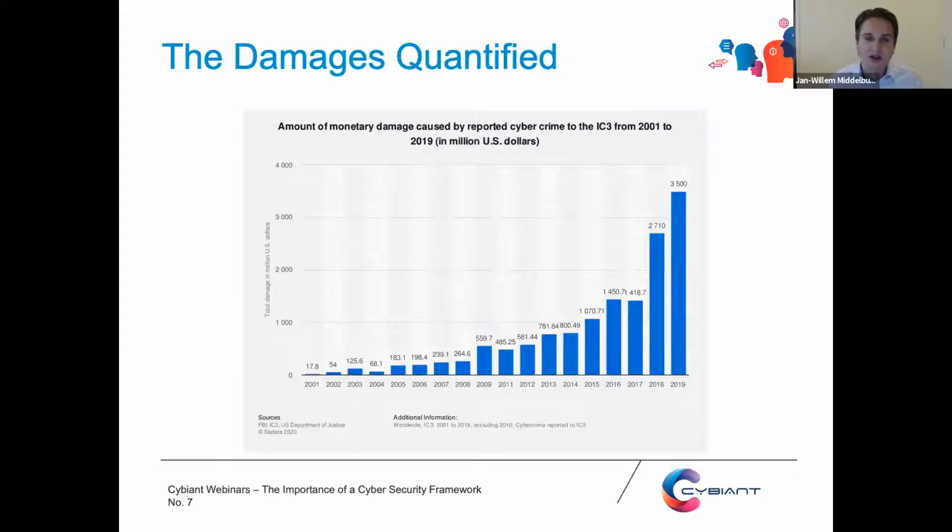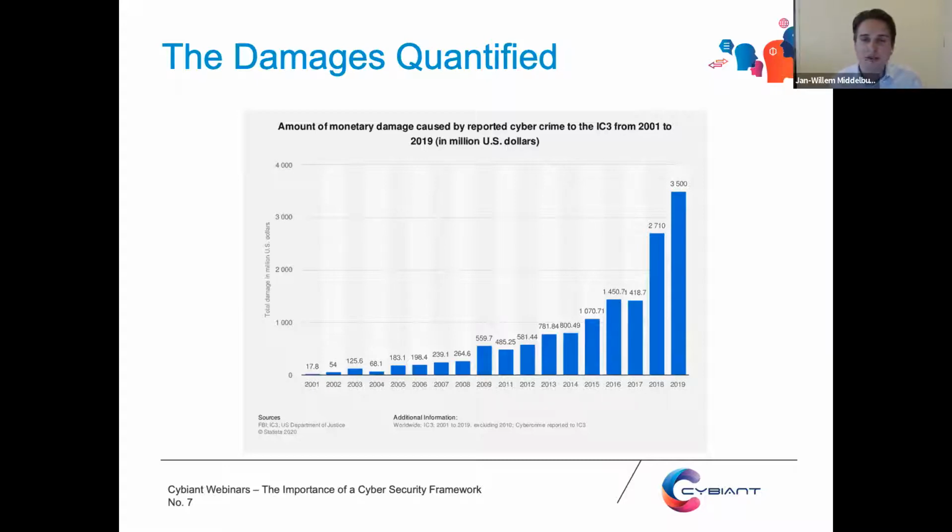Let's start with looking at the impact of cybersecurity attacks. And I always think that this graph opens a lot of people's eyes when we're talking about the impact and effect of the damages of cybersecurity problems if we showcase them in terms of US dollars. So here on this graph, you see the amount of monetary damage caused by reported cyber crimes from 2001 to 2019. And this is a pretty reliable source from the FBI and US Department of Justice. So this has been thoroughly researched.